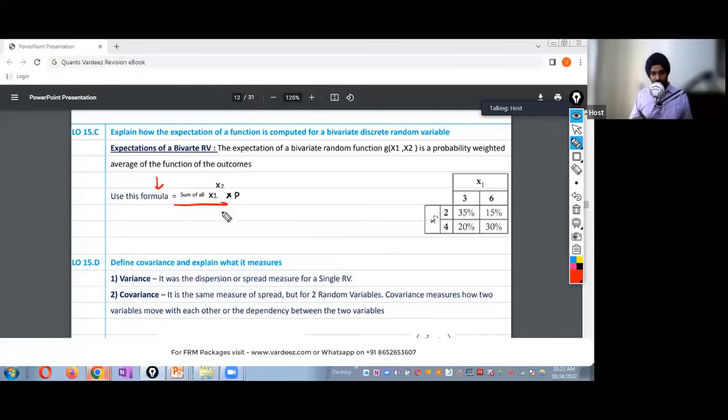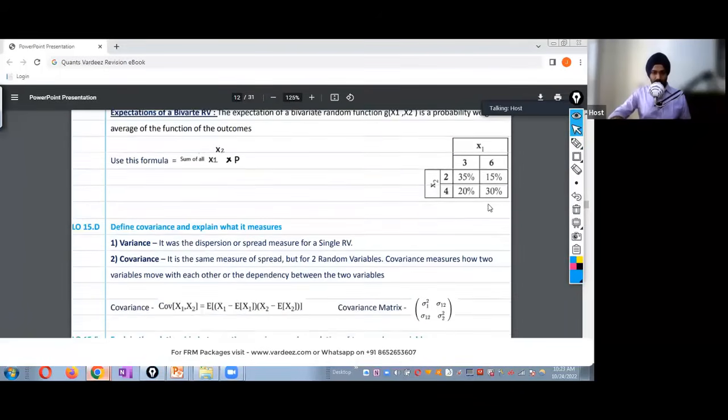Okay, so use this formula. Next time you can use this book and read it. It is the sum of all x1 to the power of x2 multiplied by the probabilities, summation. Always start from x1. So this to the power of this, and then this to the power of this, multiplied by the probabilities. That's the expectation function. It may show up on the exam as well.